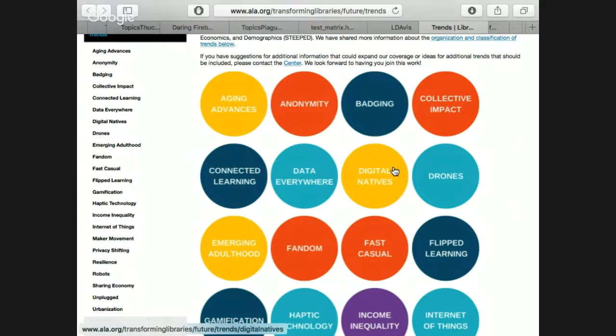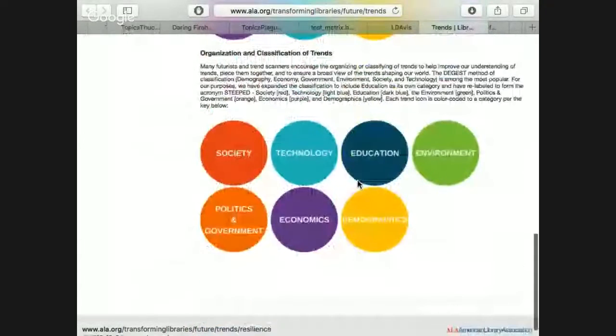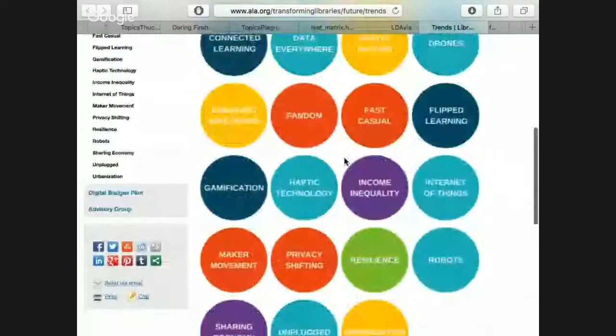We try to do connected learning, data everywhere. There's some weird stuff in here as well, but it's good that they're asking questions like this in order to find out where libraries are going. And they also color-coded them a little bit. So if you want to revisit it, you can do this quite easily.